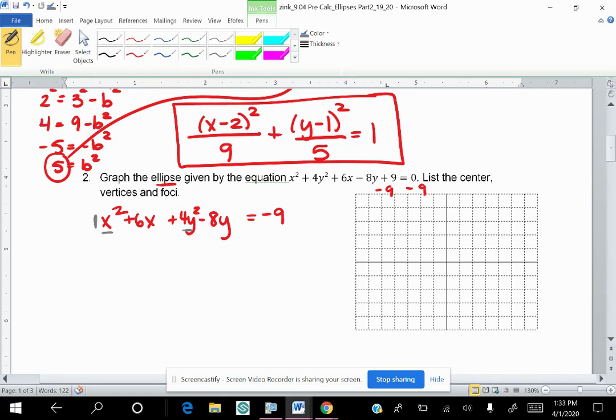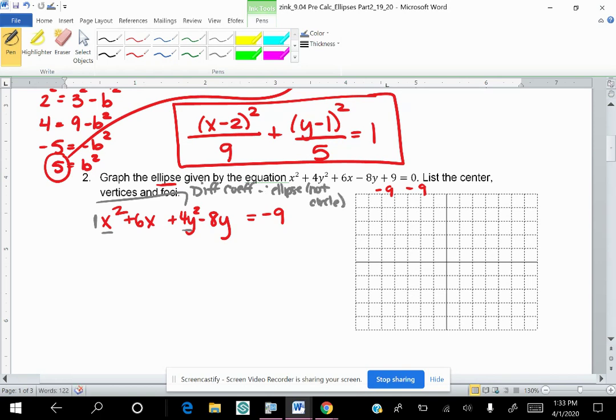And that's what makes it an ellipse, because it's going to be stretched out on one of those axes more than the other. So just a little note here: different coefficients, therefore it's an ellipse, not a circle.